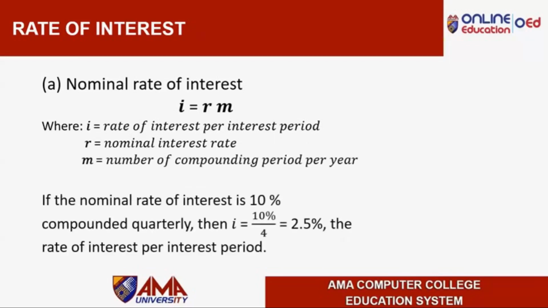Example, if the nominal rate of interest is 10%, compounded quarterly, then your i is equal to 10% divided by 4. Why 4? Because this is compounded quarterly. Quarterly means 4. So your interest now is equal to 2.5%.